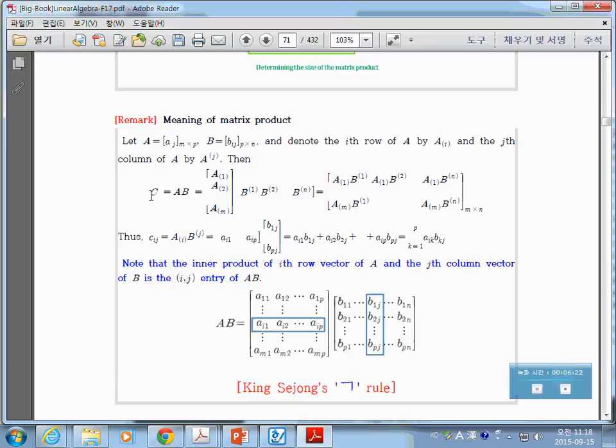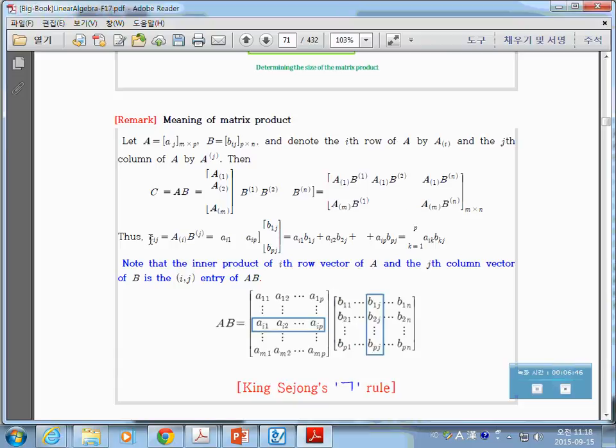The meaning of this matrix product: suppose the matrix product of A and B, which is C, can be written in this way, the product of the matrix with these rows and these columns. Then the ij-th entry of this matrix must be the i-th row of this matrix times the j-th column of this matrix.